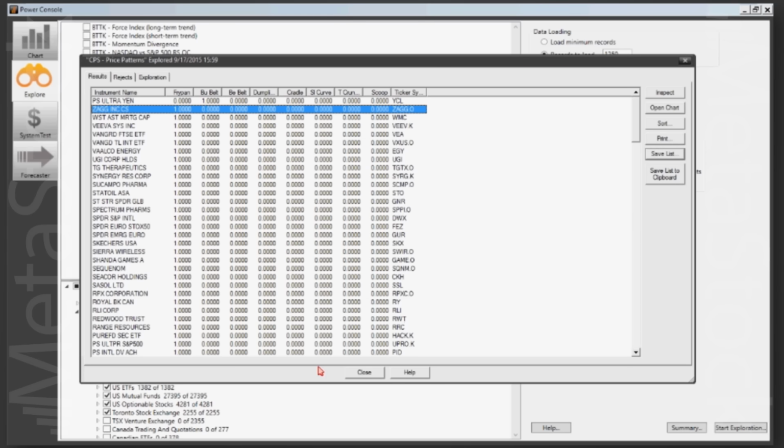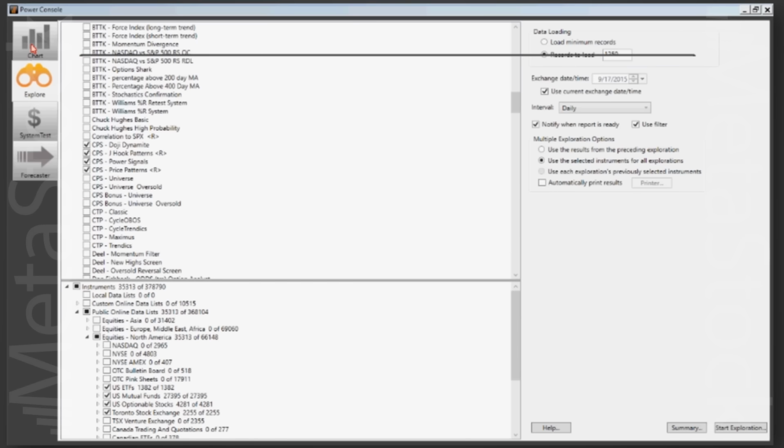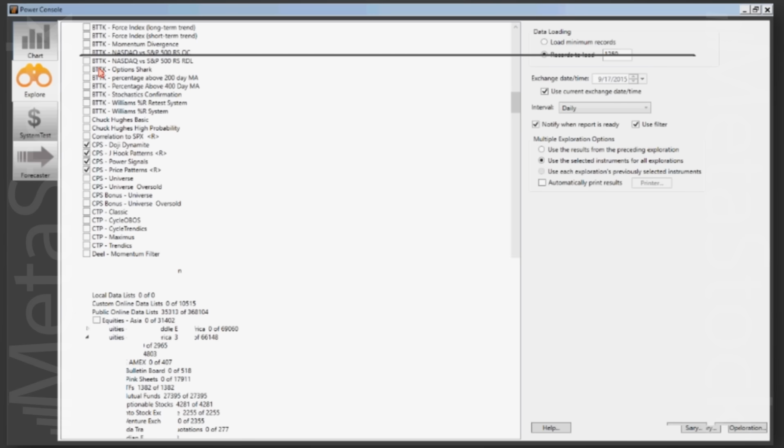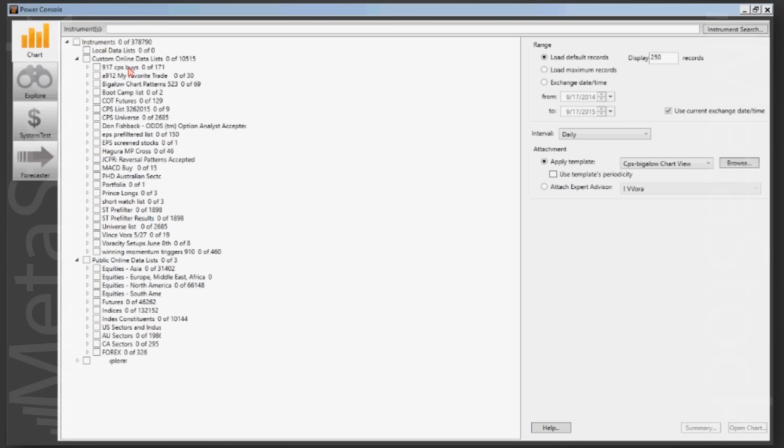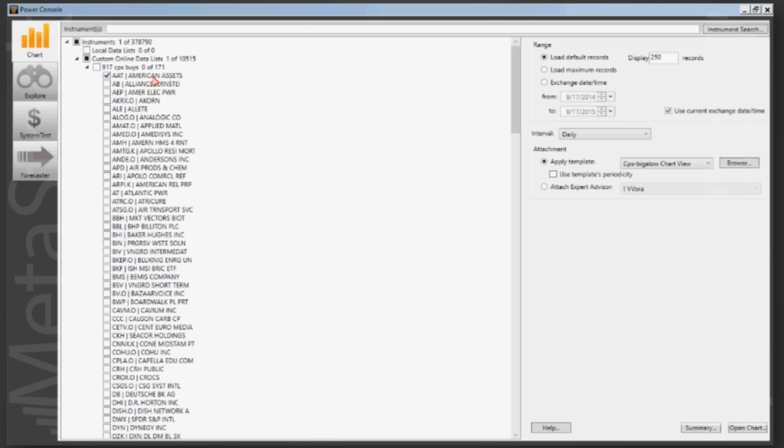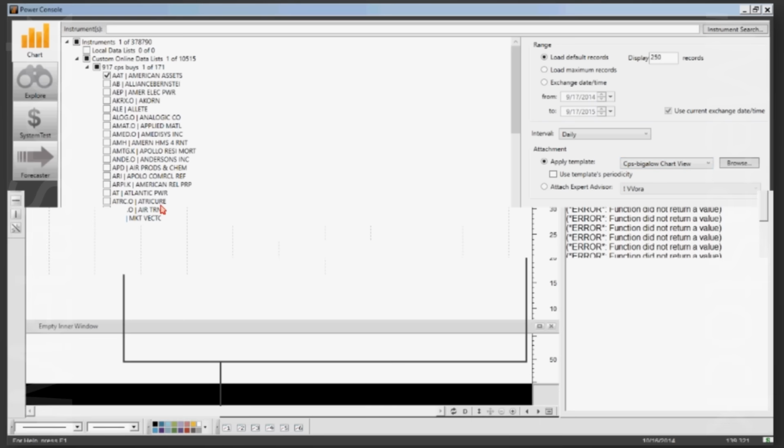Okay. Now that I've created that as a list, if I come back to that chart setting here, and I want to go through that list, instead of looking at public lists here, I first have to take my symbol out. I'm going to go ahead and click on custom. Here's my 917 CPS buys. Okay. American Asset was the first one there. I'm going to again open it up with the template called CPS Bigalow Chart View, so it has all of my moving averages on there, all of the patterns. I can just go ahead and click on Open Chart here, and it's going to come in.